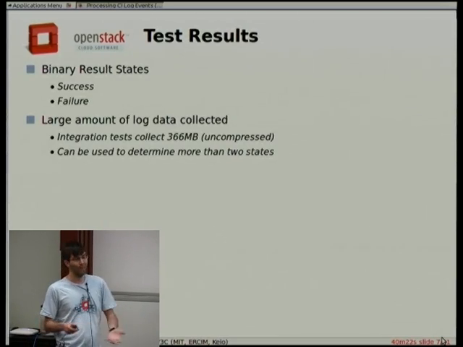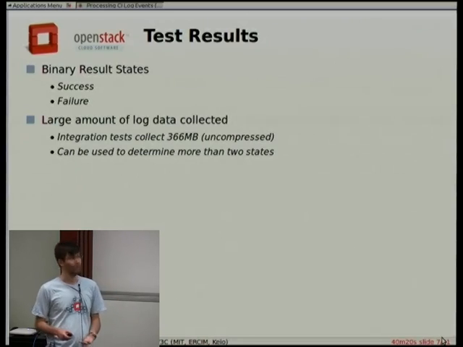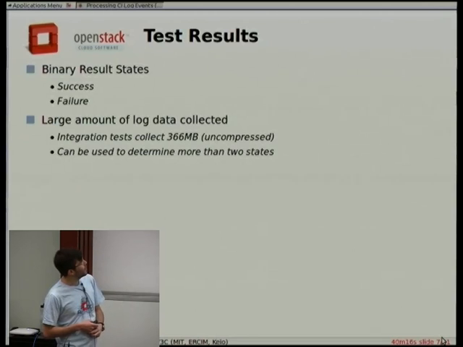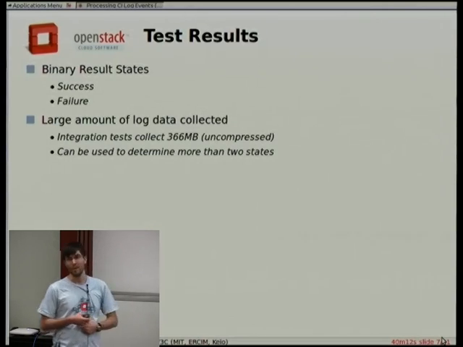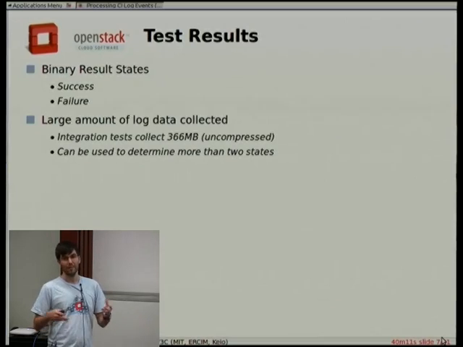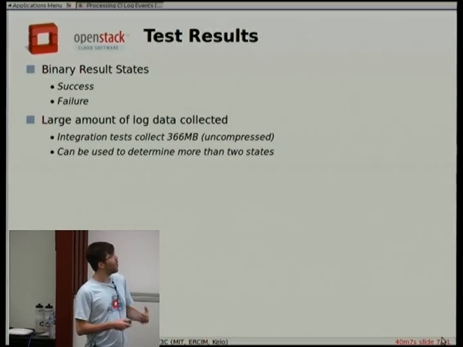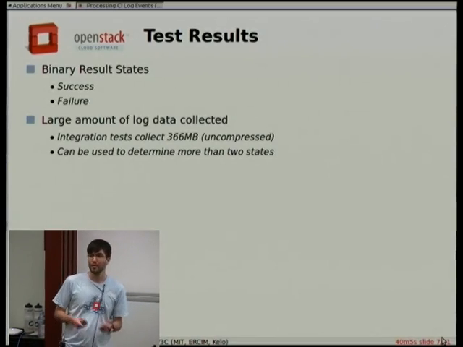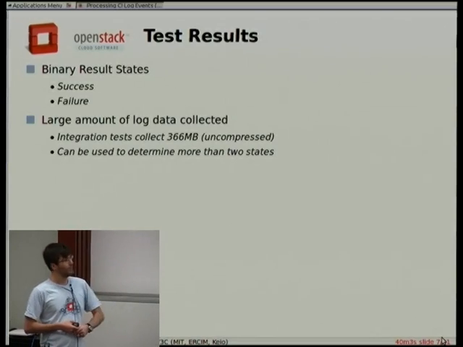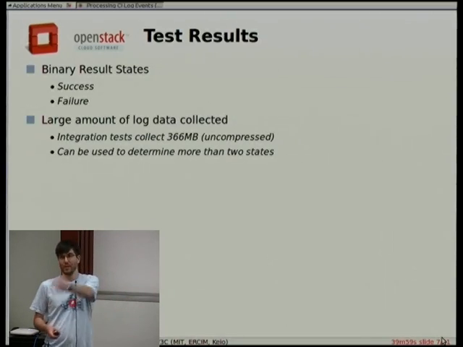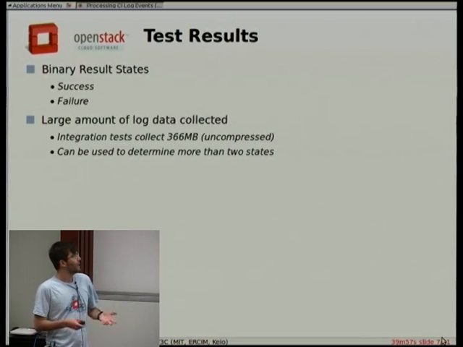But there's a lot of log data that we're generating, especially for these integration tests. Right now, so this was about 2 weeks ago when I checked, we're generating about 366 megabytes of uncompressed log data from every integration test. And from that, we should be able to determine a lot more than just pass or fail, especially in the case of failures. We should be able to say, hey, this failed because of this bug, or this failed because of this particular known issue. We can do a lot more than just say, hey, your test failed, go fix it.